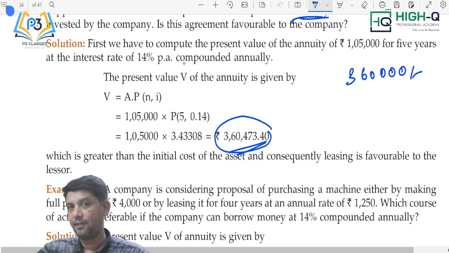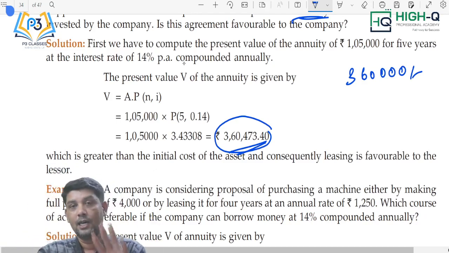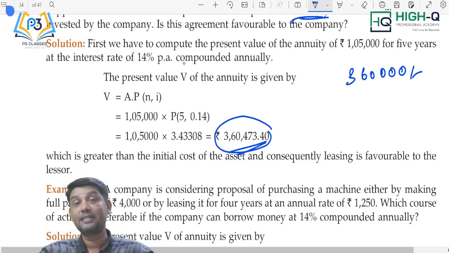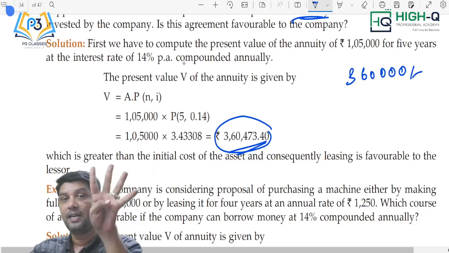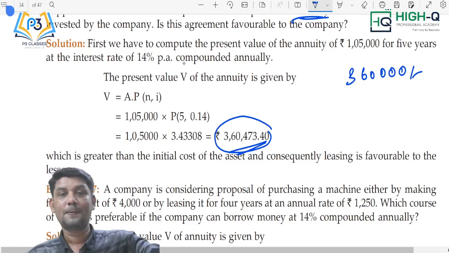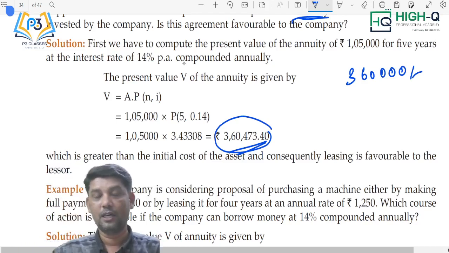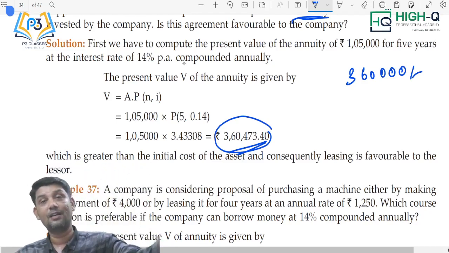Lessor and lessee. For example, I am the owner, I am the lessor. The person who is coming to me, he is the lessee. Now, if he goes for leasing, he has to pay only 3,60,000. But if he goes for rent, at the end of 5 years he would have paid 3,60,473 rupees. Extra 473 rupees he would have paid. So as a lessee, if I go for rental, it is favorable to me. If I go for leasing, it is favorable to the lessor.